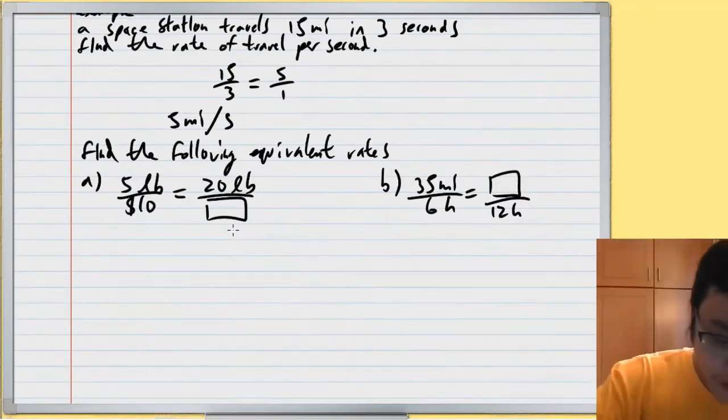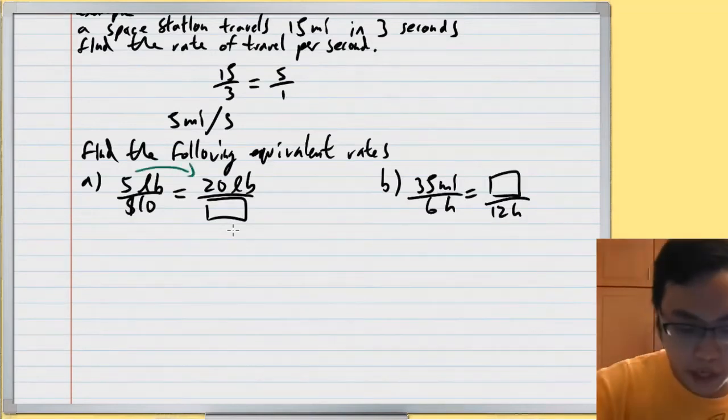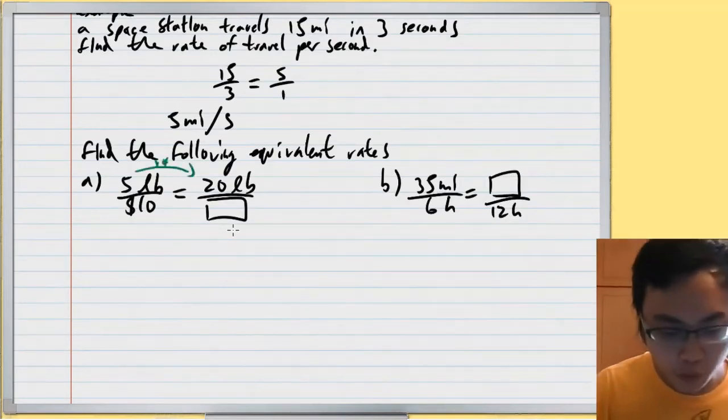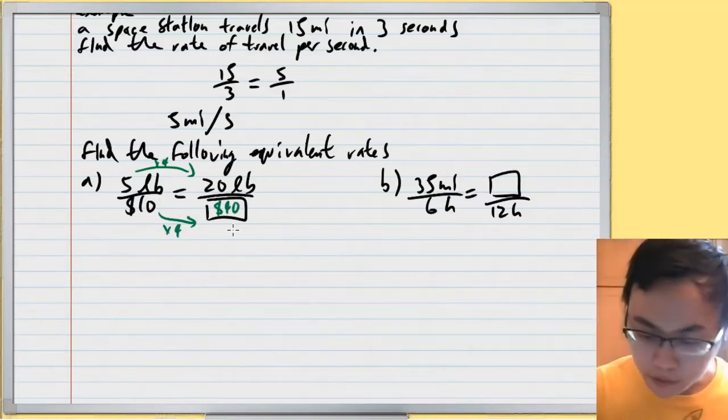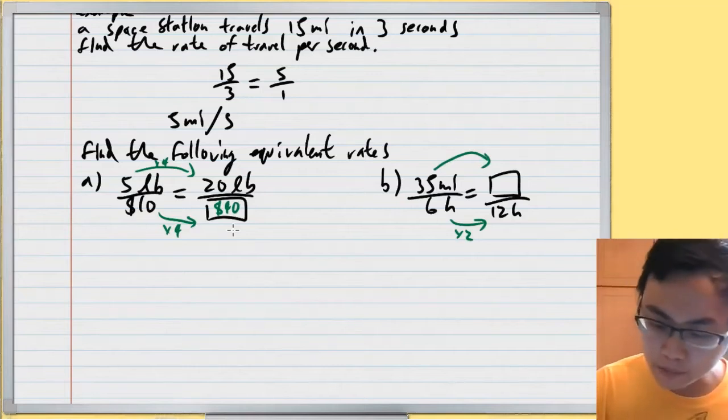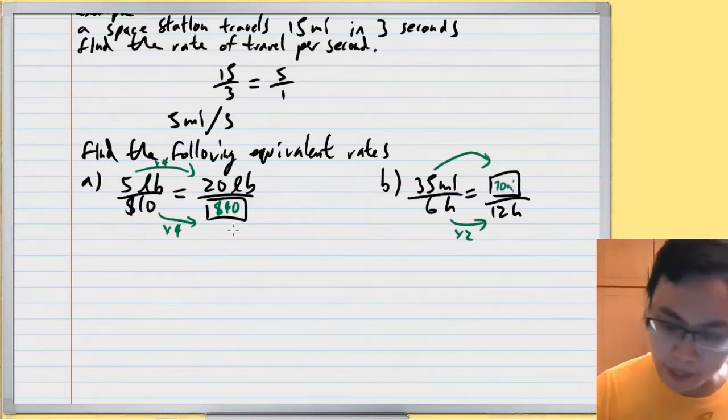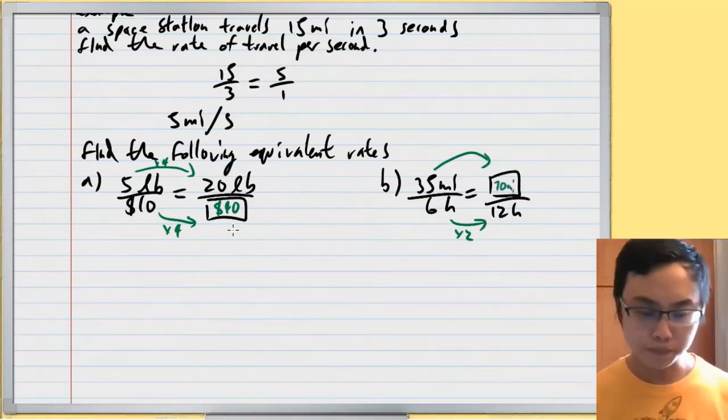You would know that from 5 to 20, that's going to be times 4. 5 times 4 is 20. So 10 times 4 is going to give you 40 at the bottom. So that's going to be $40 at the bottom in here. And then 6 to 12, that's going to be times 2. And so 35 miles times 2 is going to be 70 miles in the box over here.